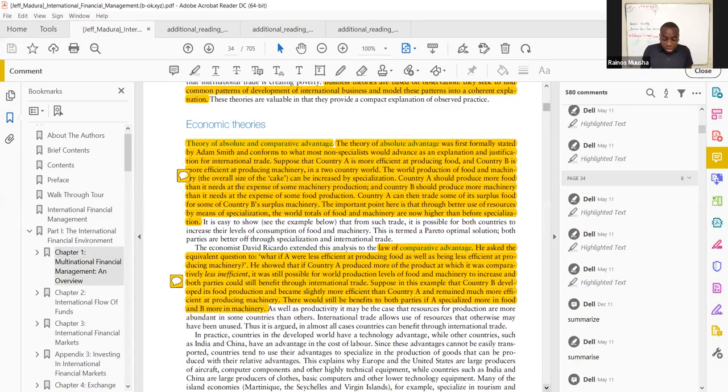So this is basically what we look at when you look at what? The theory of absolute advantage. Is there any question regarding that theory?